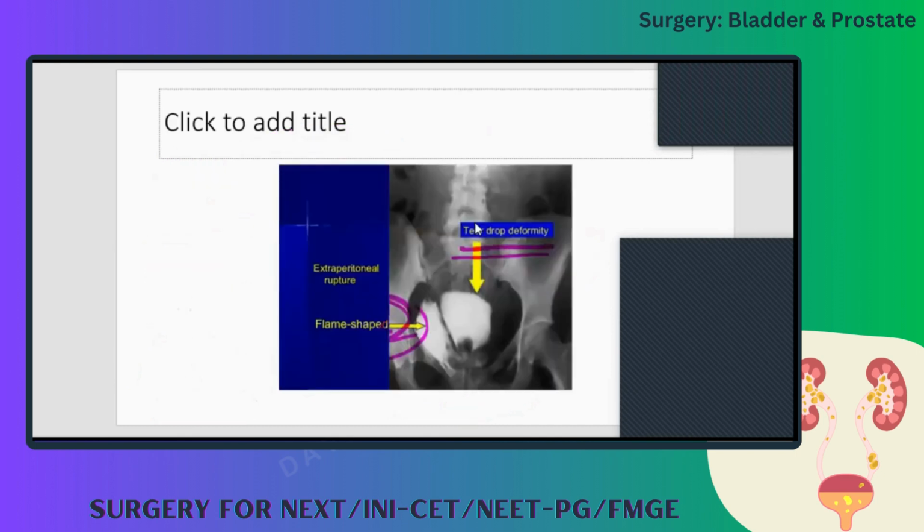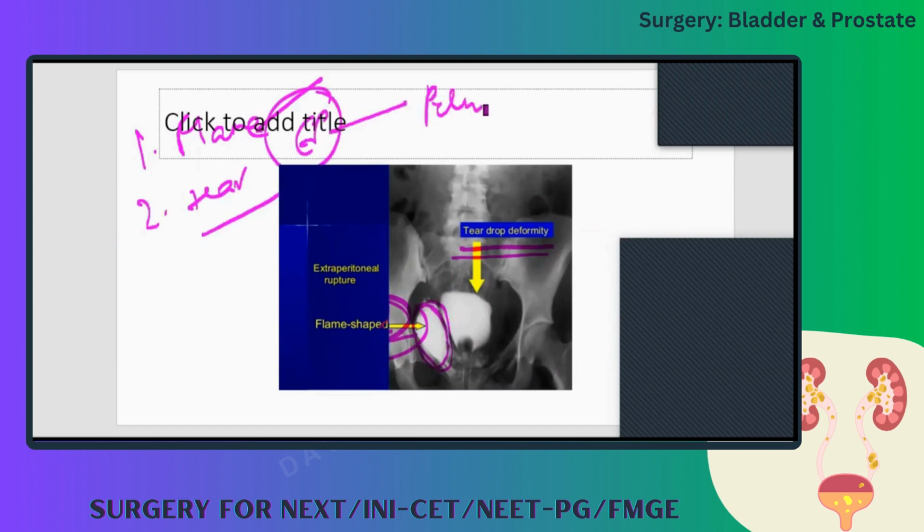So see these images. See the bladder here, and here there is a hemorrhage. This is known as flame-shaped hemorrhage. Bladder is in teardrop deformity and flame-shaped hemorrhage. Both are classically seen in extraperitoneal rupture. So in the question, if there is flame-shaped hemorrhage or teardrop deformity, go for extraperitoneal. There is always pelvic fracture here, 80%. Pelvic fracture will be there and urethral injury will be there in extraperitoneal.